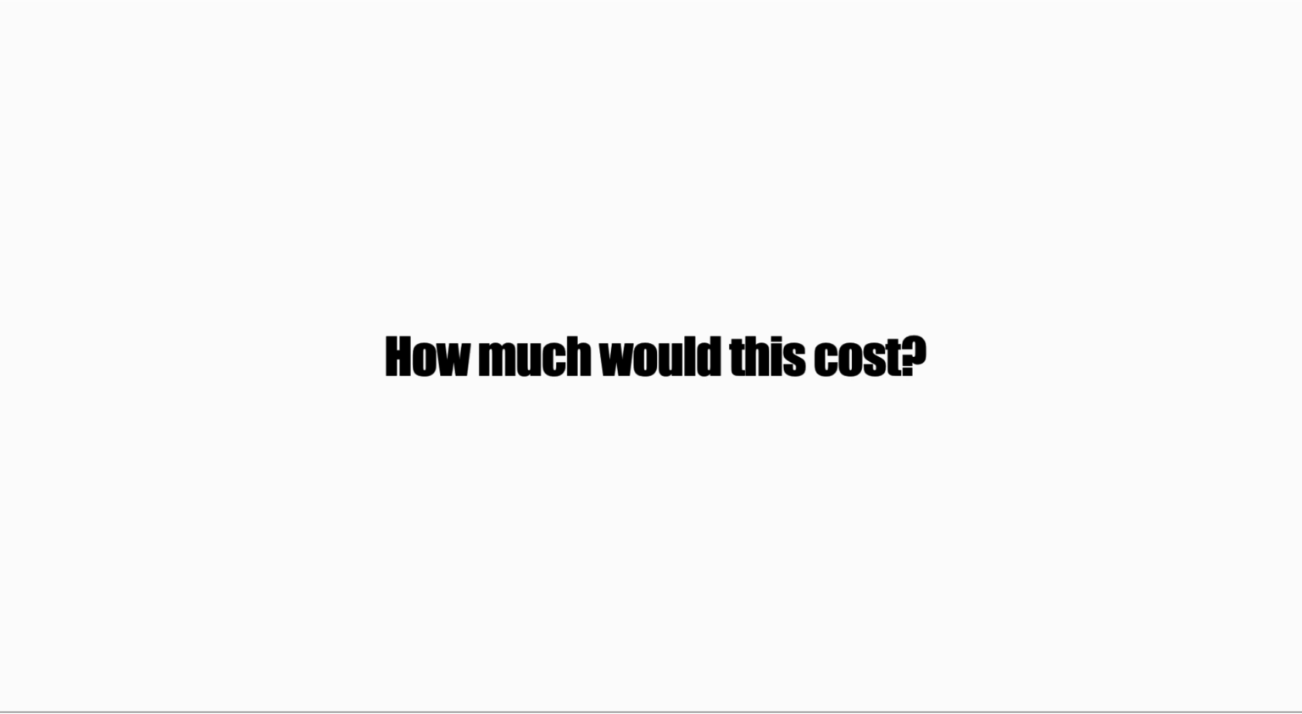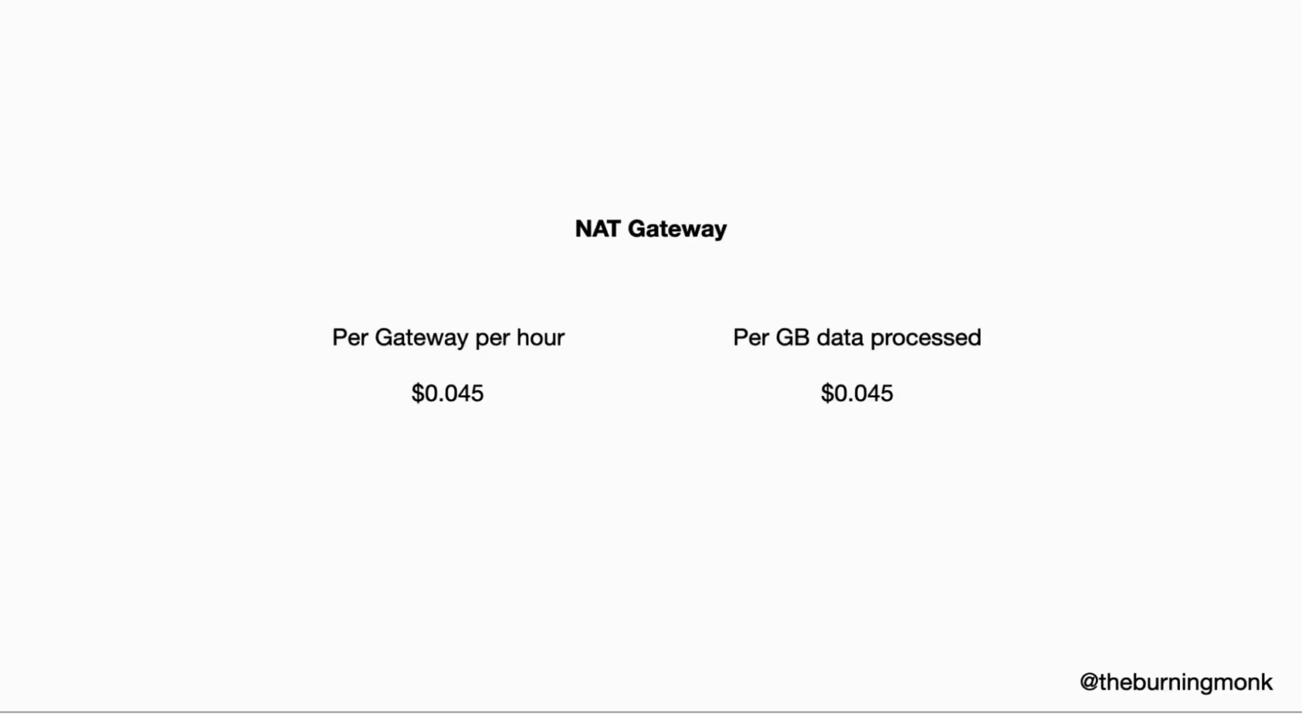Okay, so that's all great, but how much would this setup cost you beyond the cost of the Lambda function itself? Luckily, there's no cost for the VPC, but the NAT gateway has a per hour charge of 4.5 cents, plus a variable charge of 4.5 cents per gigabyte of data that are transferred out of the NAT gateway.